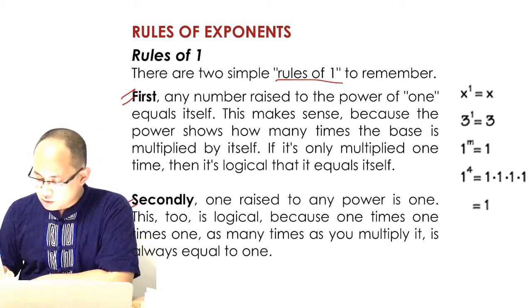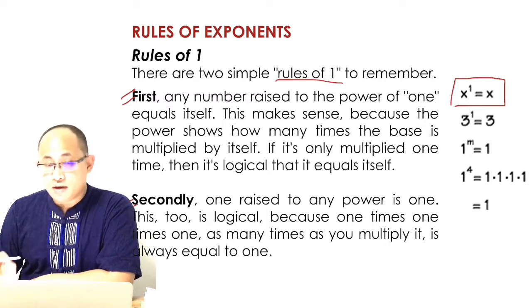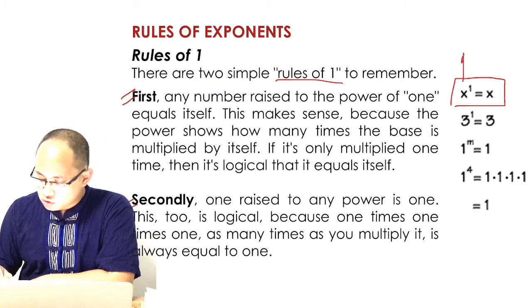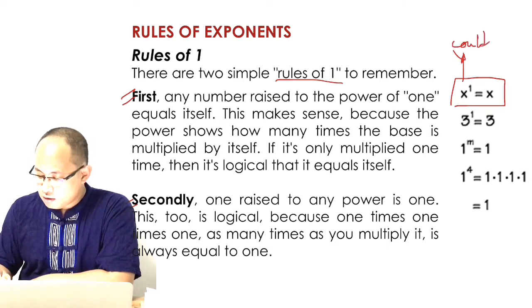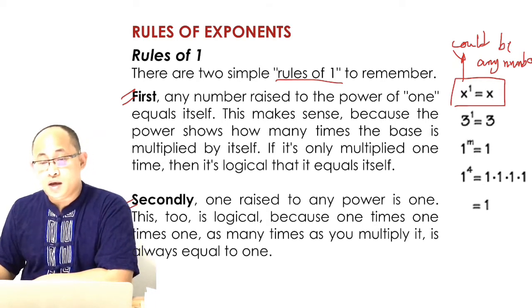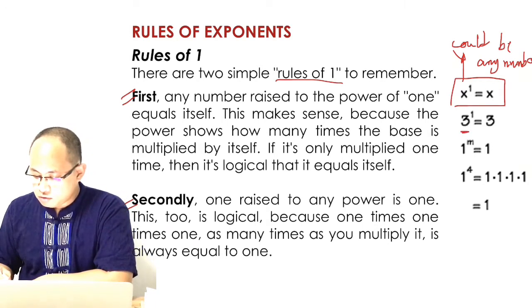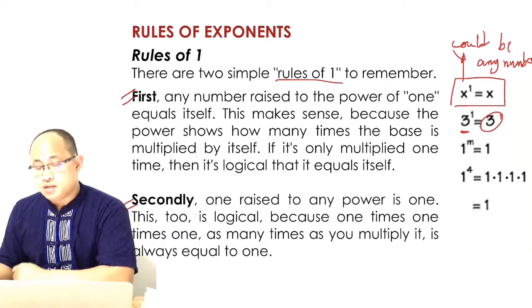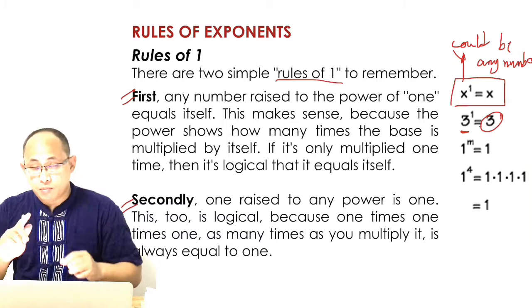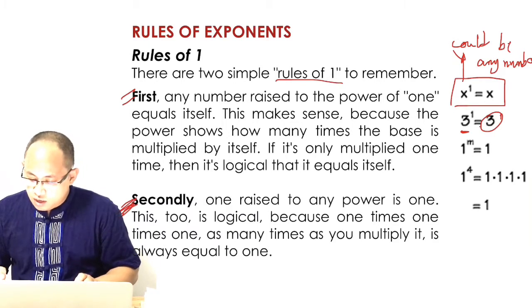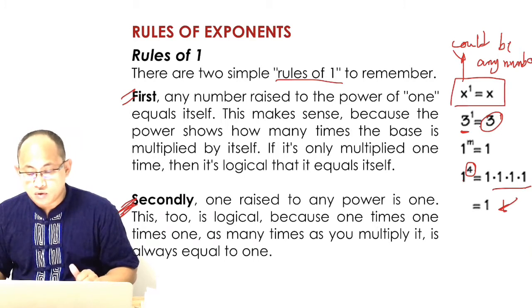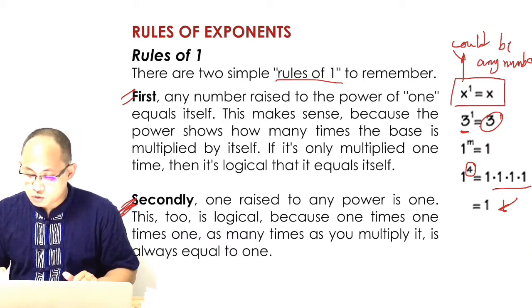So, for example, you have here the pattern x to the power of 1, of which x could be any number. So if you raise, for example, 3 to the power of 1, that gives you 3. And you have to remember, guys, secondly here, a 1 raised to a certain power, the answer is always 1. So that's the first rule of exponent, the rule of 1.